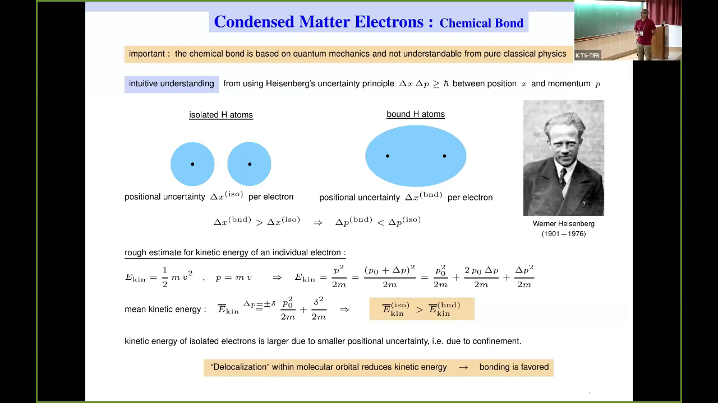restrictions on their positional variance and their momentum variance, because the positional variance would be much higher here than there, meaning the momentum variance would be much smaller here. And this would, in back-of-the-envelope calculations, which you all have maybe seen before, you can easily get from that that the kinetic energy is then lowered in this bonding scenario.